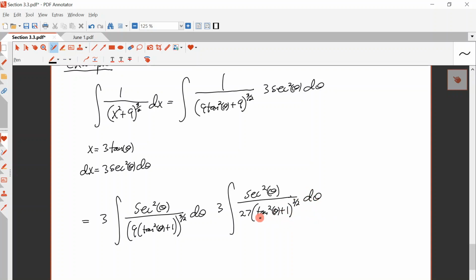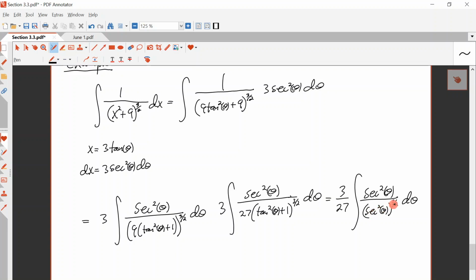Tangent squared theta plus 1 is secant squared theta. Bring the 1 over 27 outside. By the way, be careful when you're doing these. When you have a 27 on the bottom of the fraction and you factor it out, it's 1 over 27, not 27. Right? So it becomes 3 over 27 secant squared theta over secant squared theta to the 3/2 d theta.